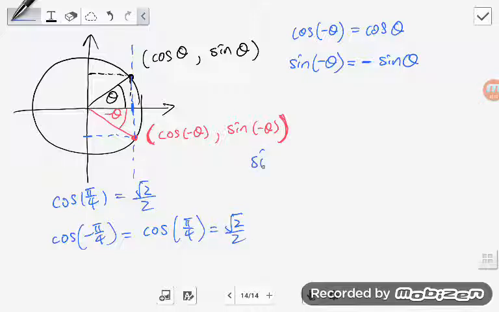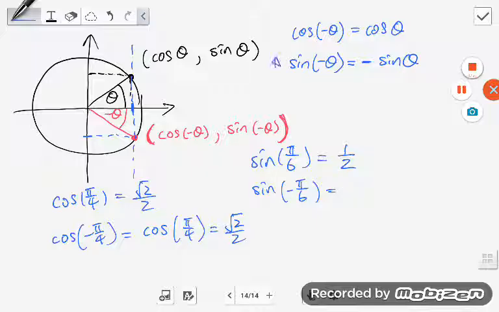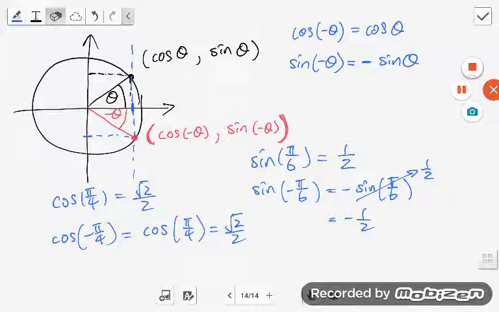Okay. Let's say I want to find sine of, for example, pi over 6. Sine of pi over 6 gives us, I think, 1 over 2, right? Let me just check. Okay, yep, sine of pi over 6 is 1 over 2. So if they want us to find sine of negative pi over 6, I'm going to use the second one now. Sine of negative pi over 6 gives us the negative of sine pi over 6. Sine of pi over 6 is equal to half, so I have negative half. Alright, so ultimately what we're talking about here is this.